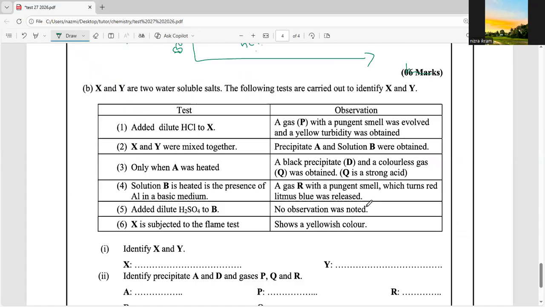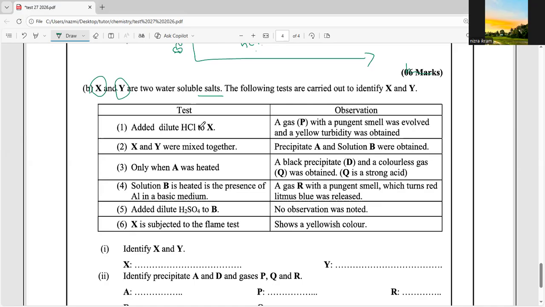X and Y are 2 water-soluble salts. The following tests are carried out to identify X and Y. Added dilute HCl to X. A gas with pungent smell was evolved. Now they are salts. Okay. Now X and Y are salts, so they are compounds.